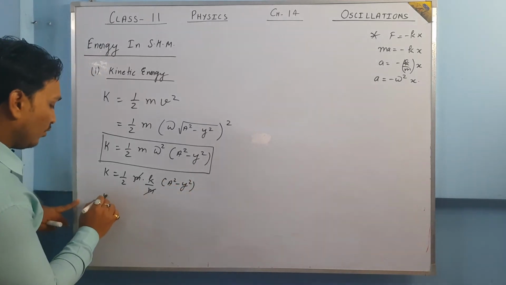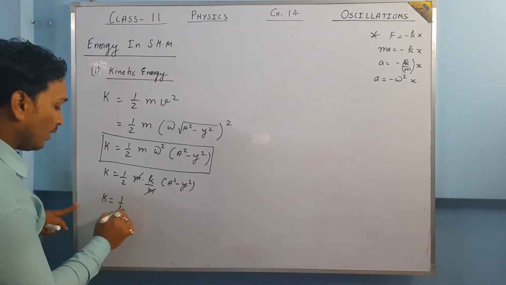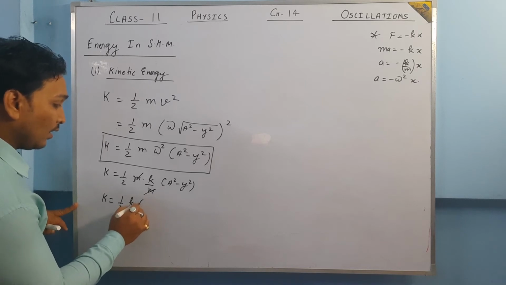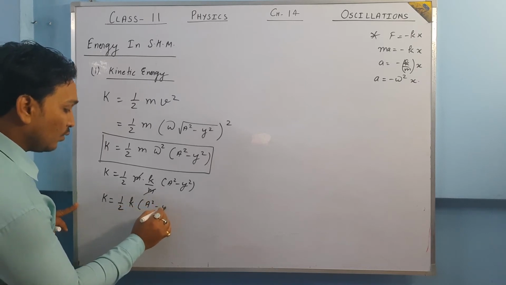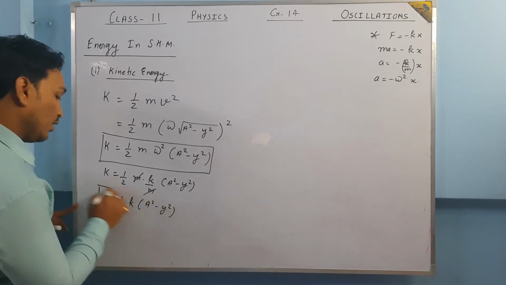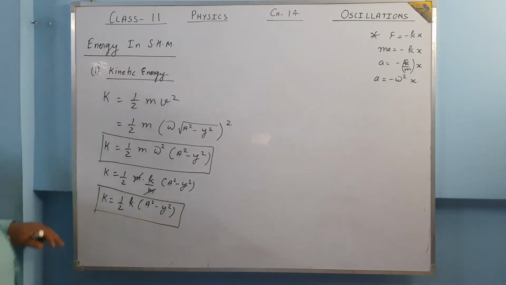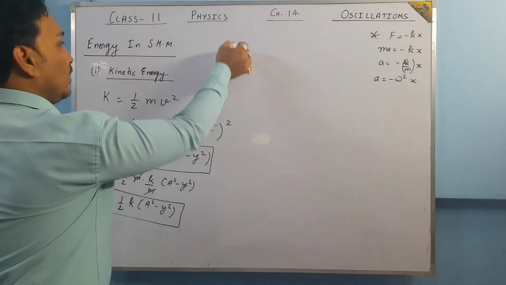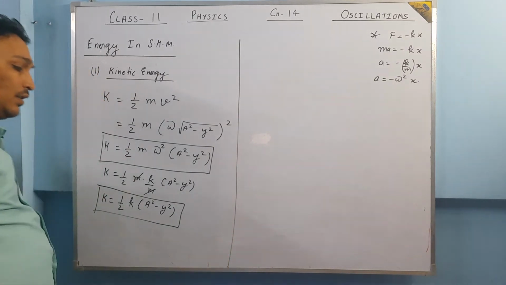So from here I am going to have half k into a square minus y square, which is the formula for kinetic energy at a particular position. What is k? k is the force constant. So this is the kinetic energy.